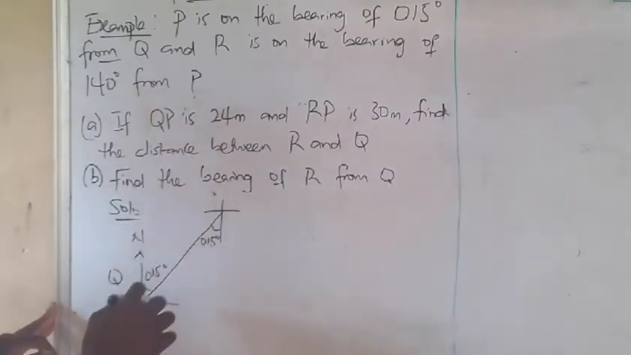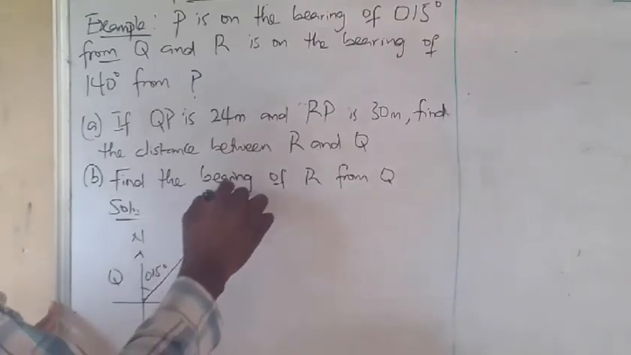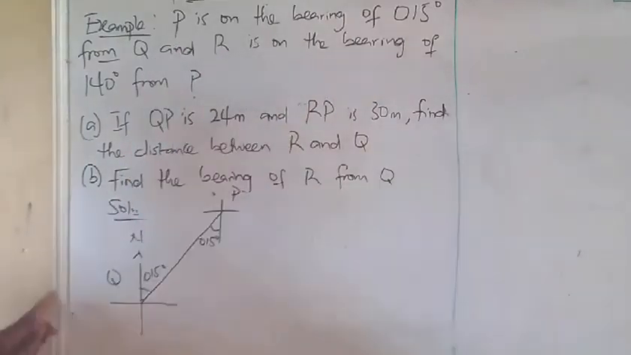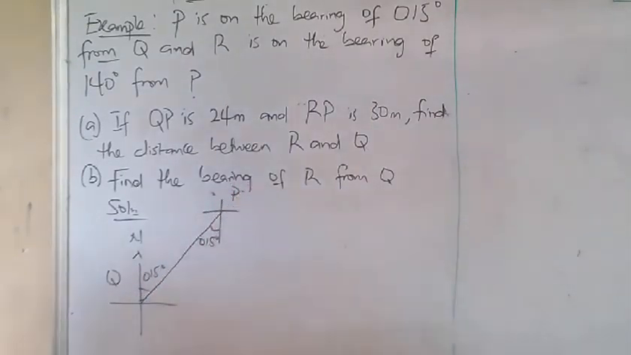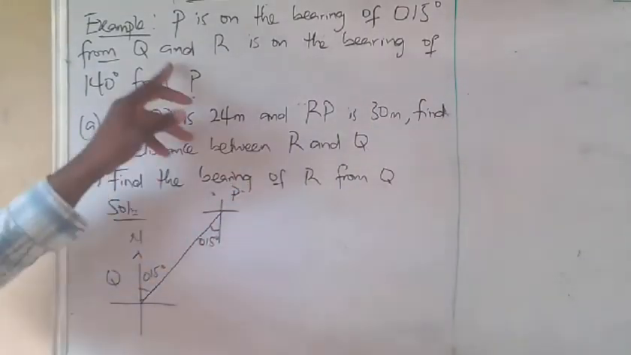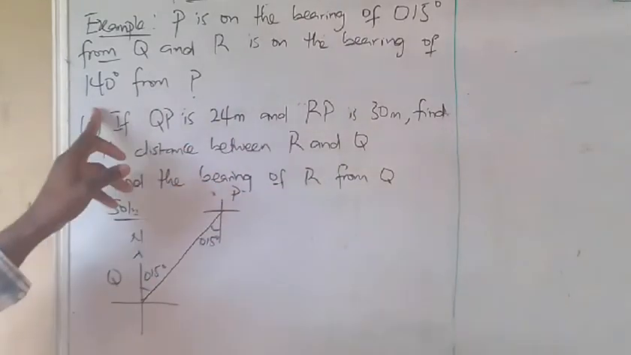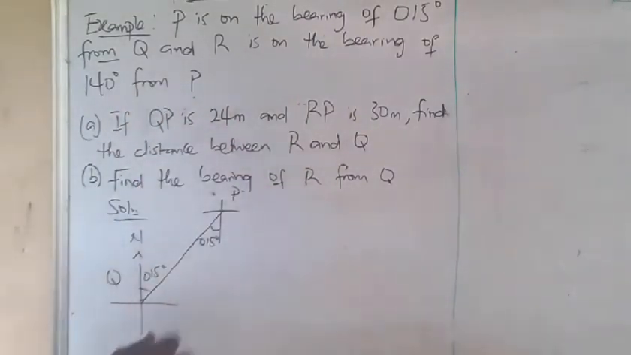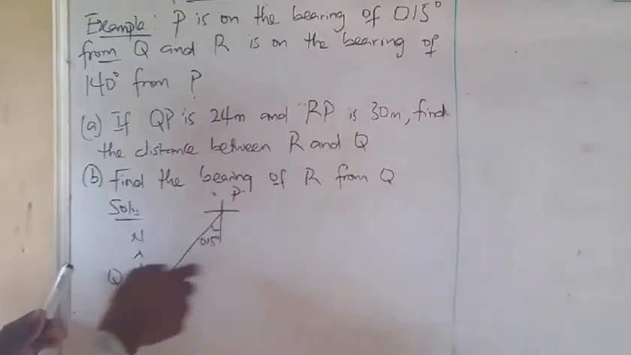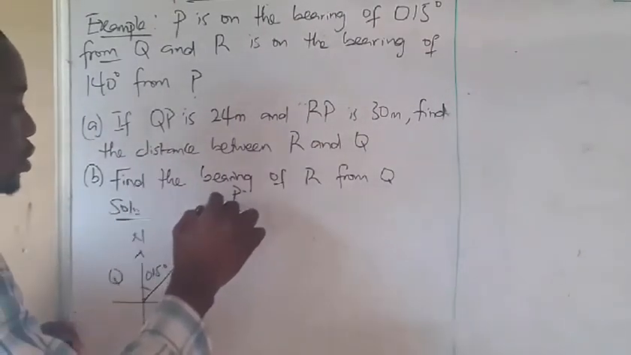Now, this is P. P is on the bearing of 0.15 from Q. This is Q, and this is P. R is on the bearing of 140 from P. This is point P now. R is on the bearing of 140, which is from this point to somewhere inside the second quadrant.